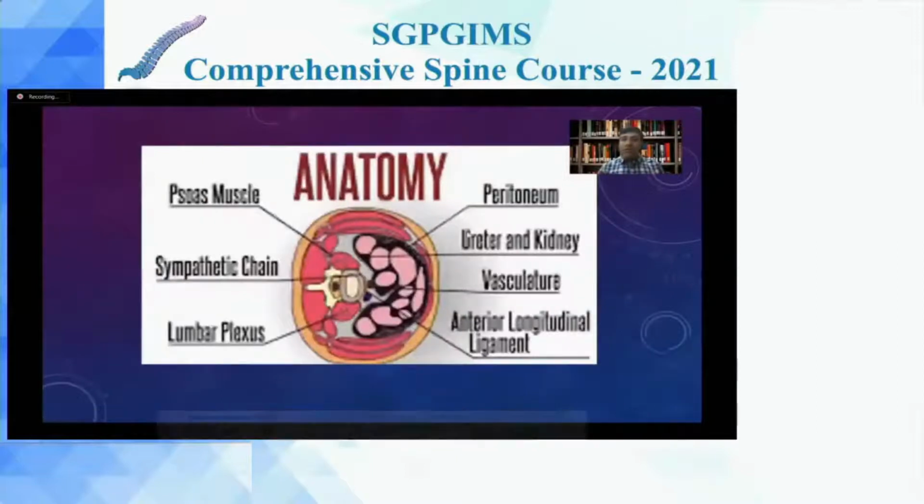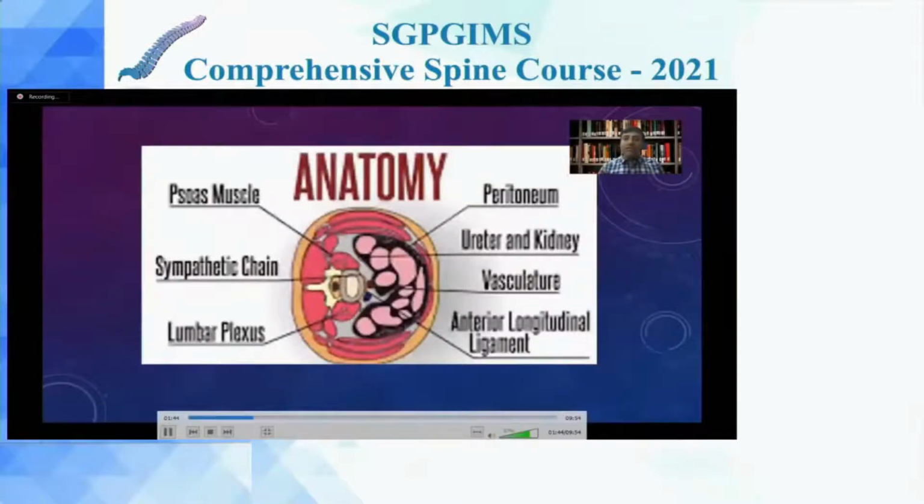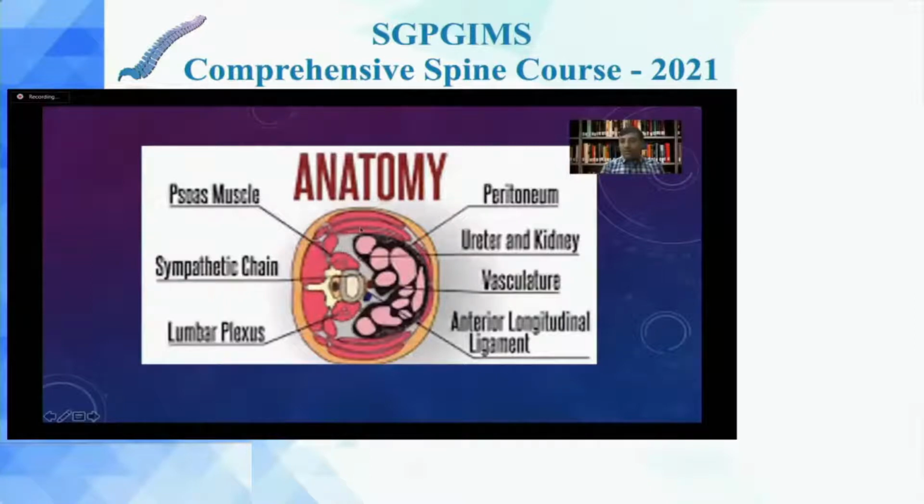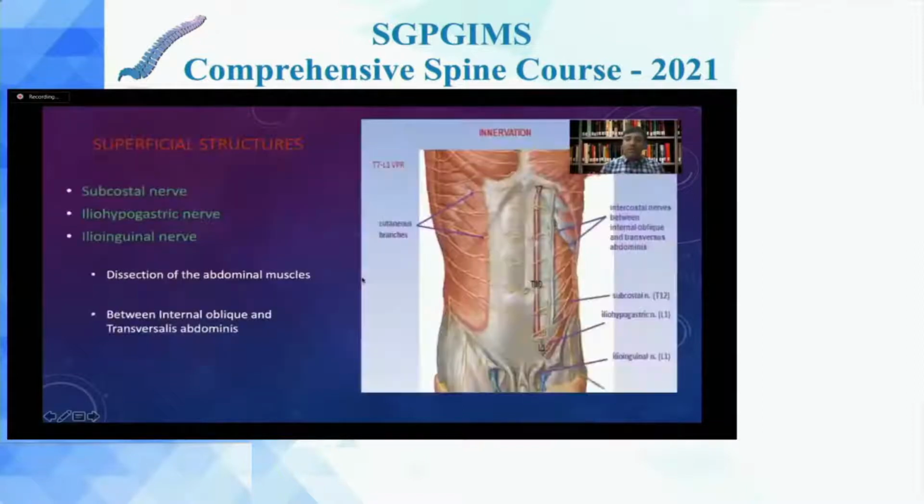Now, the structures that are important for OLIF, first of all, are the three muscles which form the anterior abdominal wall, that is the external oblique, internal oblique, and the transversus abdominis muscle. Then you have the psoas muscle, which you can see here is housing the lumbar plexus. Then you have the peritoneal cavity, the retroperitoneal space, along with the retroperitoneal structures, especially the ureter. The great vessels are there, and the sympathetic chain is there. So let us take that one by one.